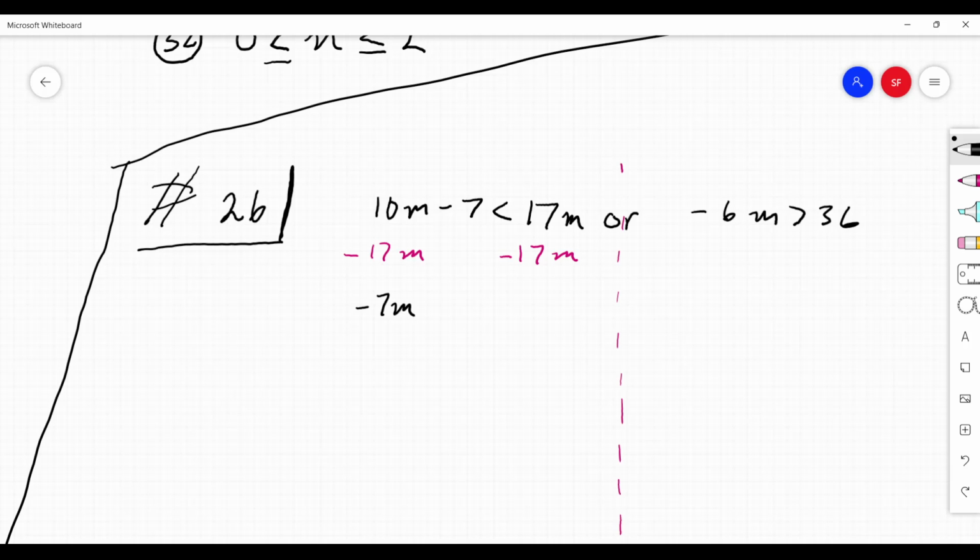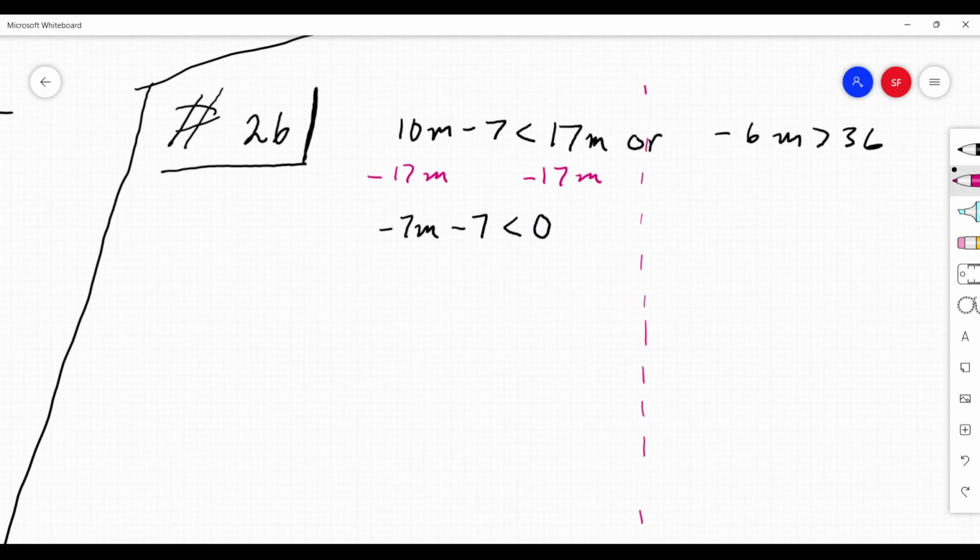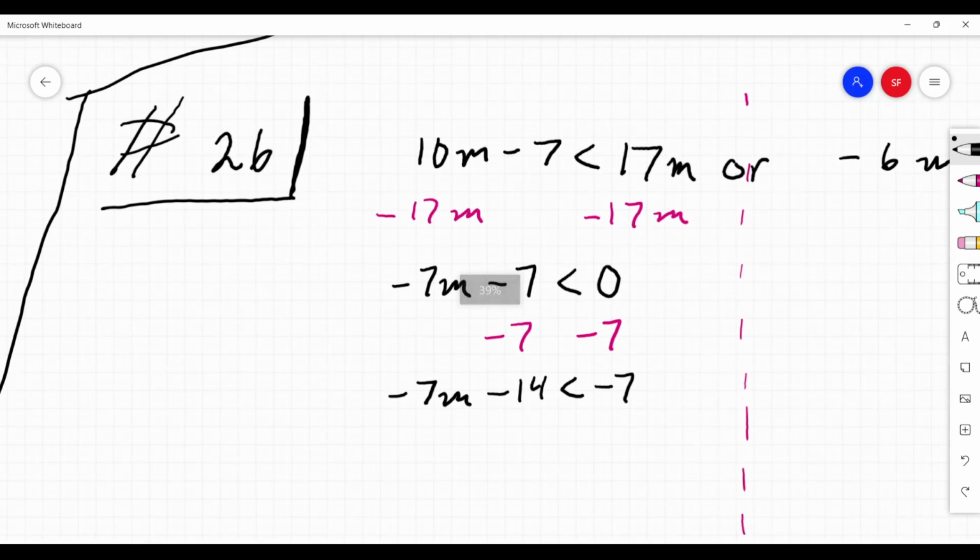-7m minus 7 is less than 0. Now what? Subtract 7 equals 7. Now what do we have? You have -7m is less than -7. That's what we actually have if we do what you say. Oh yeah. So what should we have done instead?